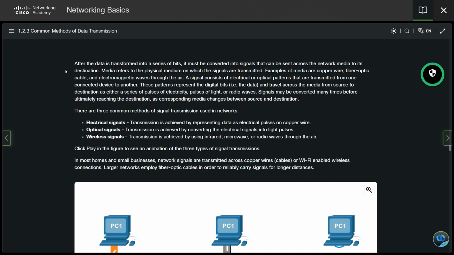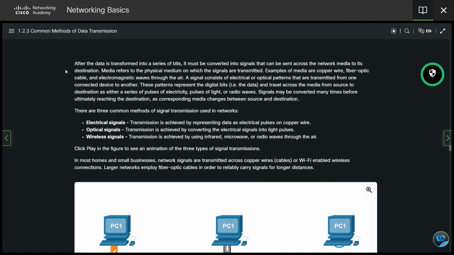There are three common methods of signal transmission used in networks. The first is electrical signals. Transmission is achieved by representing data as electrical pulses on copper wire. The second is optical signals. Transmission is achieved by converting the electrical signals into light pulses. And the third is wireless signals. Transmission is achieved by using infrared, microwave, or radio waves through the air.